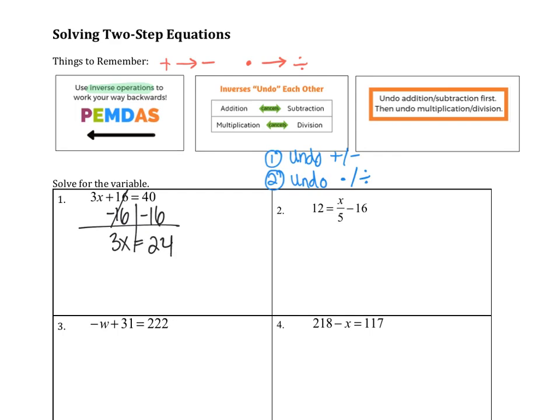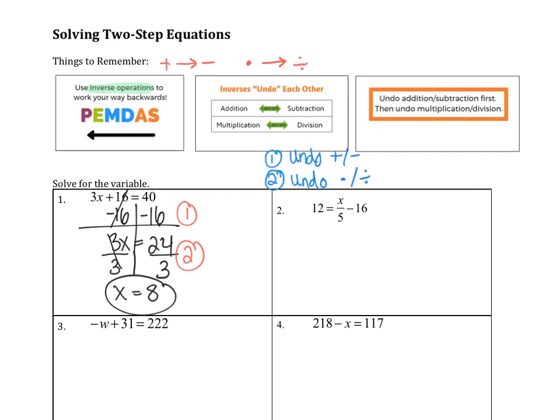I did the first step. Now the second step is to undo the multiplication or division. Remember, 3x is 3 times x, so in order to get rid of it, I'm going to have to divide, and always do it to both sides. If I divide both sides by 3, I now get my final answer of x equals 24 divided by 3, which is 8. Okay? And those are your two steps right there: the first step was getting rid of the adding and subtracting, and the second step was getting rid of the multiplying and dividing.